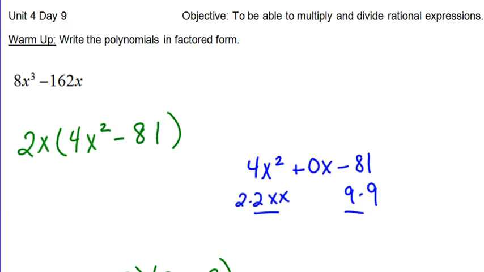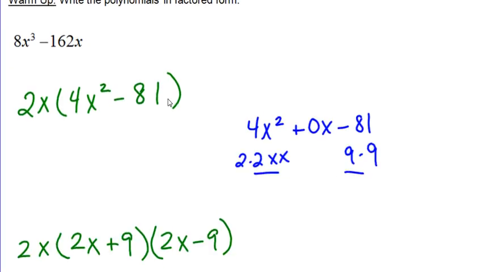So you could have went straight from your greatest common factor to your factored form if you had noticed that it was a difference of squares. And you could have used that pattern to help you. So again, you had 2 options on factoring your polynomial based on the patterns that you saw.